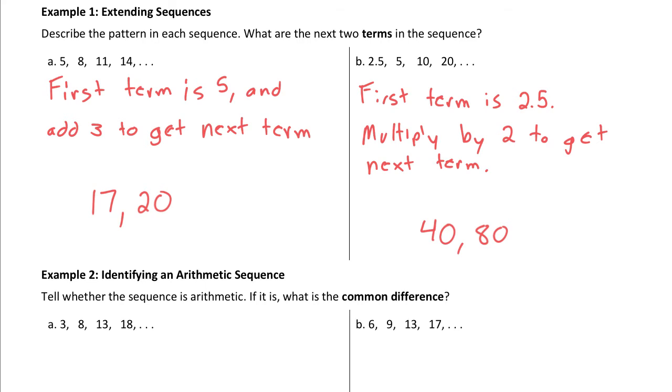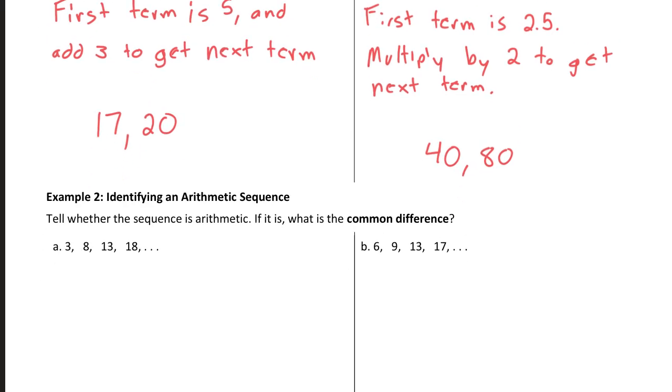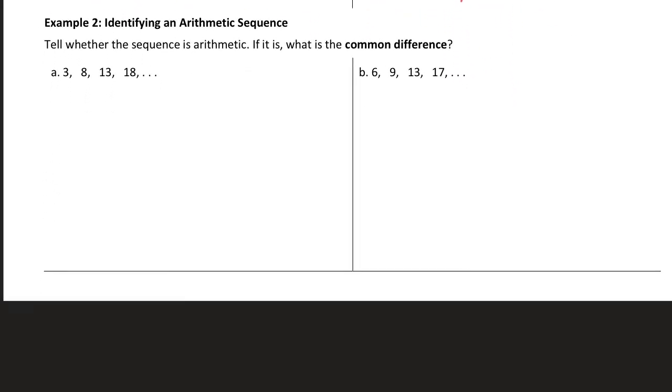So for these two examples, I'm going to outright say, part A, this is an arithmetic sequence. It's increasing by addition. Okay? The second one, first term is 2.5. It's multiplying by 2. This is not arithmetic, and we will get to what type of sequence that is later on in the year. Okay? So I'm going to jump right to the next example, and that's identifying arithmetic sequences.